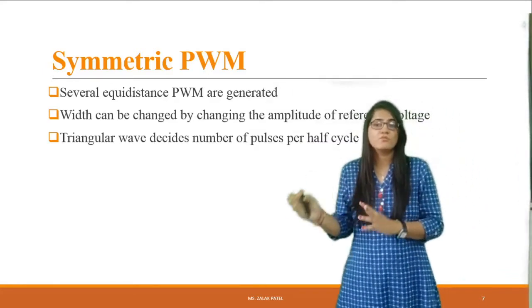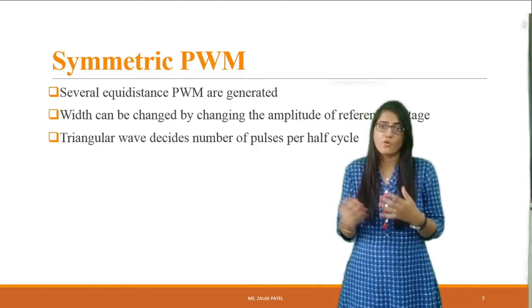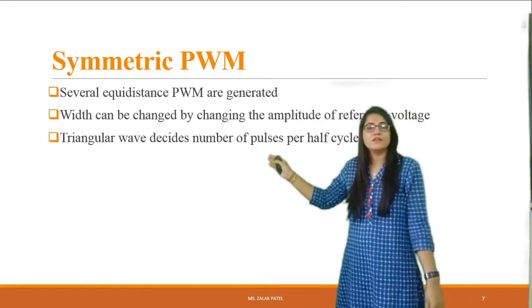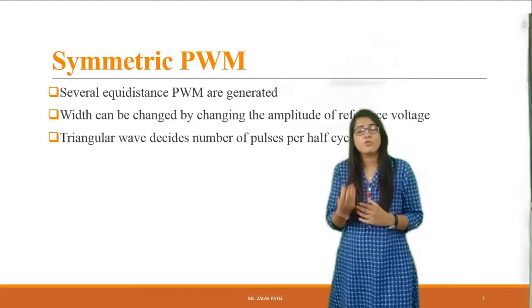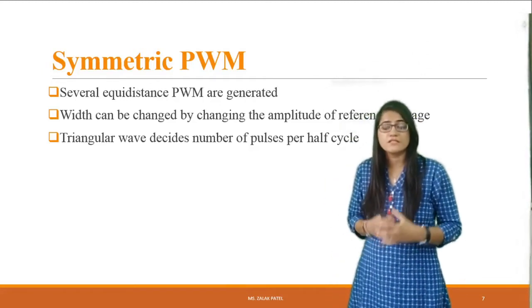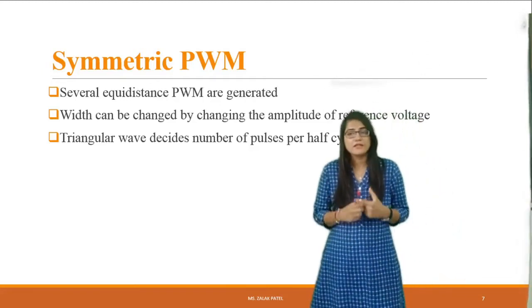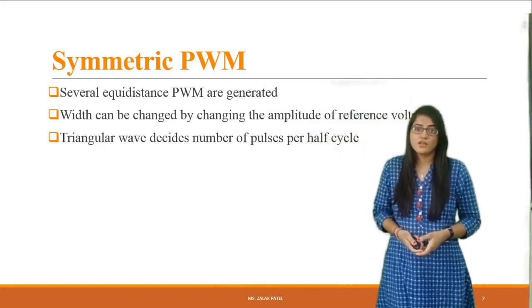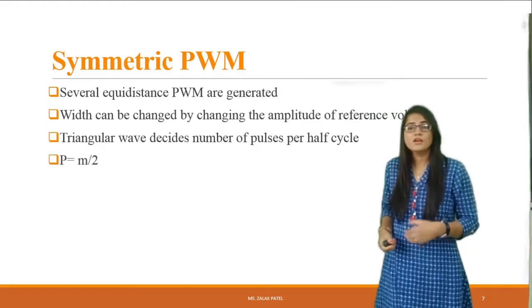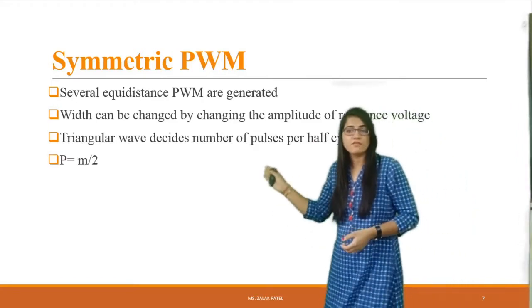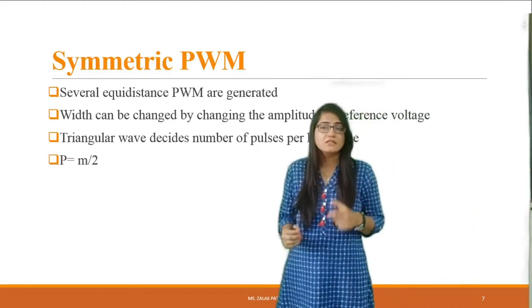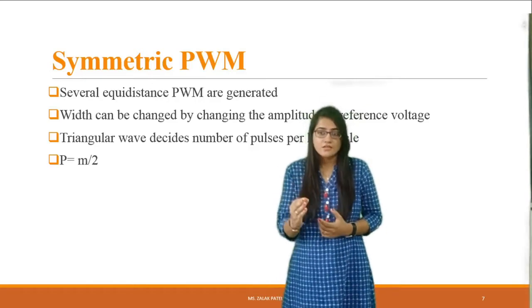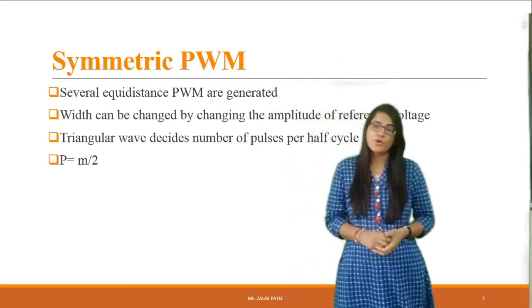It means how many pulses will be passed from the waveform; that can be decided by the triangular one. And the value of the output voltage can be decided by the rectangular pulse, which gives us the reference signal. So here the number of pulses will be given by m by 2. Here m is the modulation index, and it is the ratio of output frequency upon input frequency.